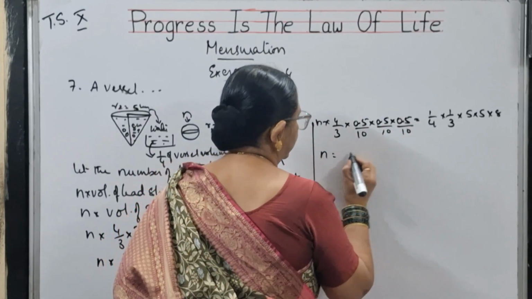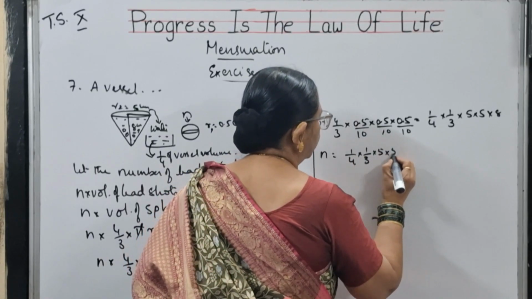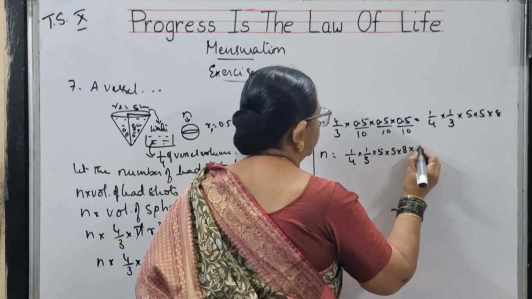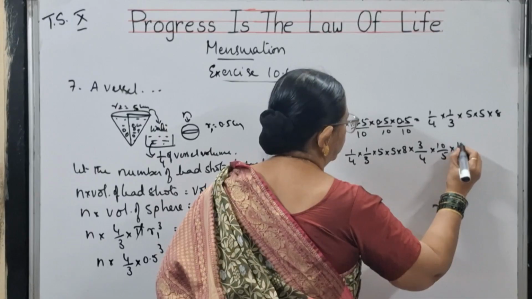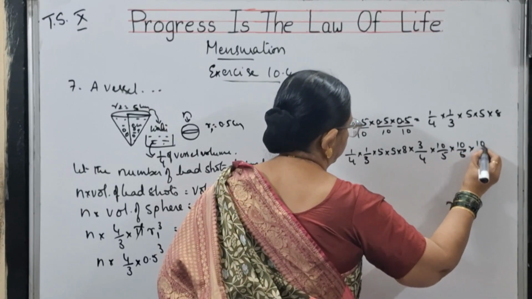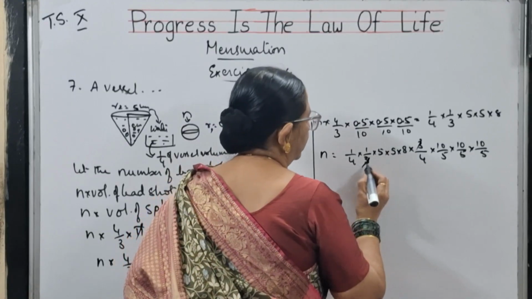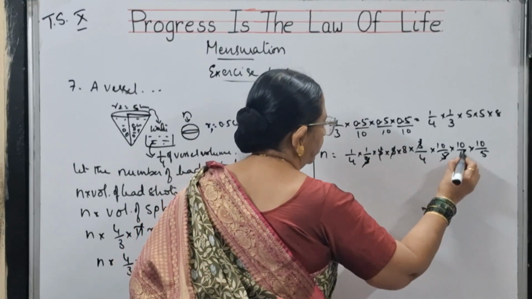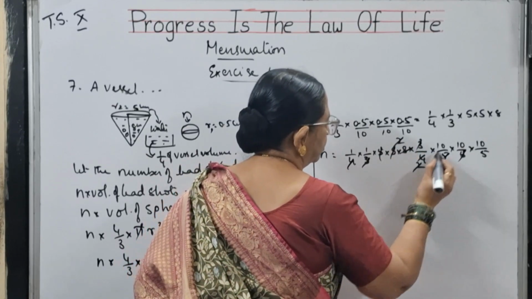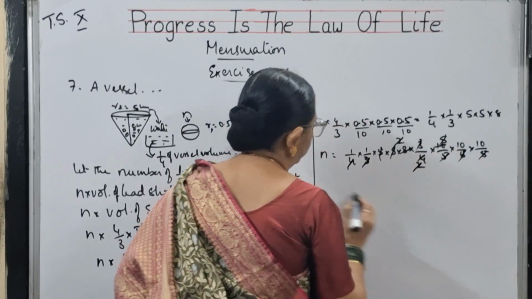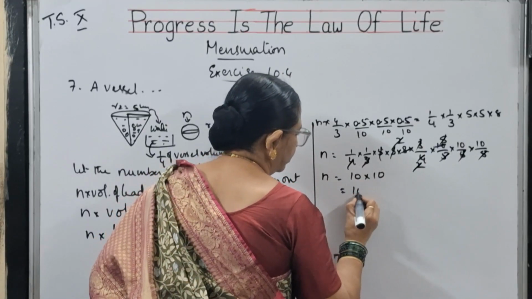So what is n? N is equal to 1 by 4 into 1 by 3 into 5 into 5 into 8 into 3 by 4 into 10 by 5 into 10 by 5 into 10 by 5. So 3 and 3 will get cancelled, and 5 and 5, 4 ones are 4, 2 ones are 2, 2 twos are 4, 5 and 5 will get cancelled. N is equal to 10 into 10, that means 100.